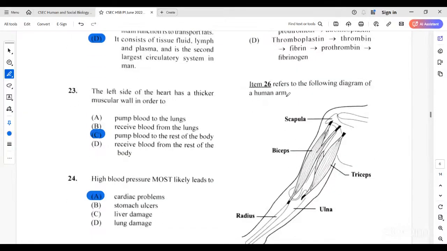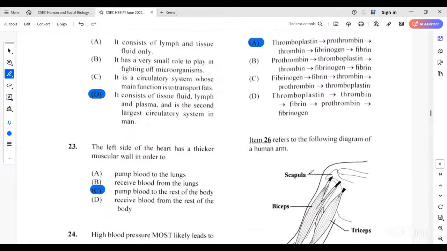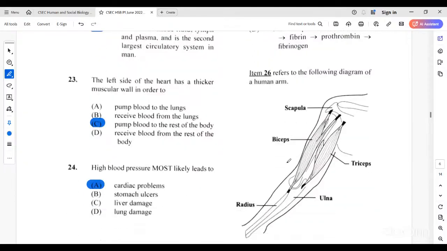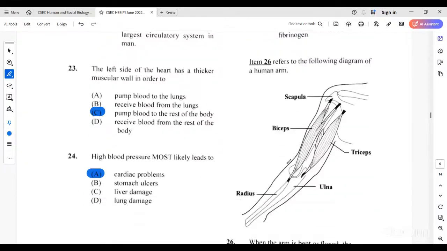Item 26 refers to the following diagram of a human arm. I hope persons are seeing the progression of the topics. The topic before musculoskeletal is circulation, before circulation was respiration, and before respiration was nutrition, right? These questions are based on section B of the HSB syllabus.